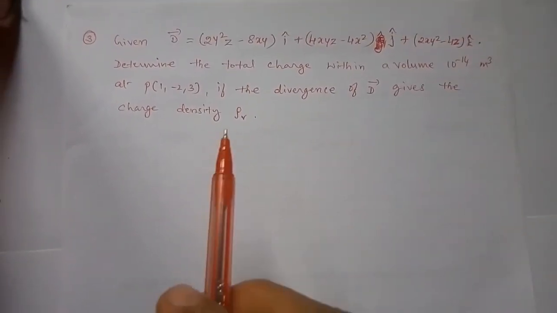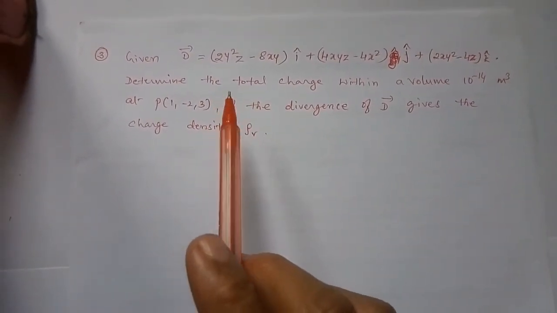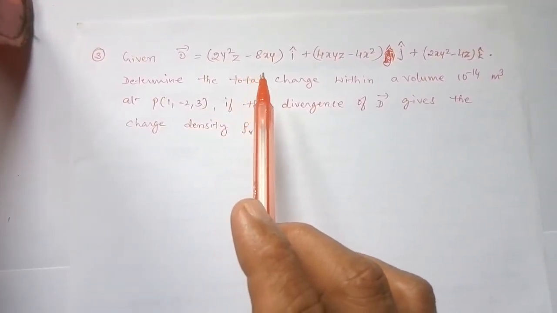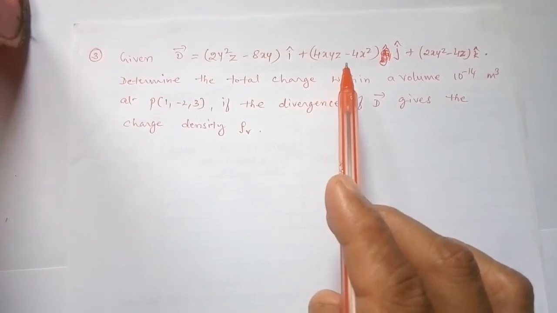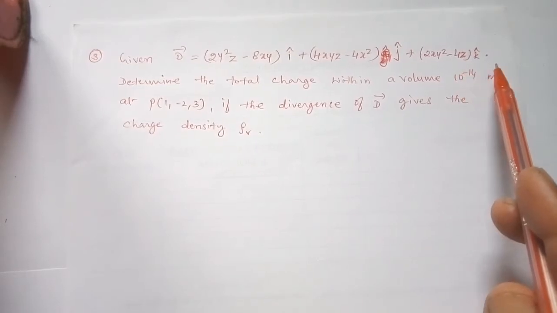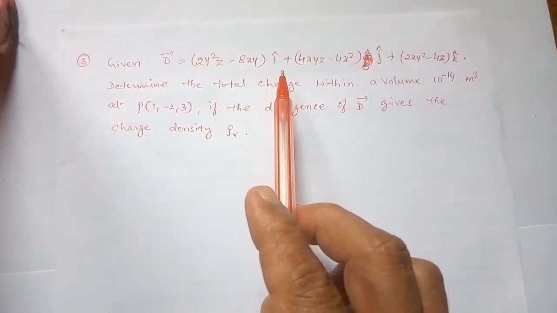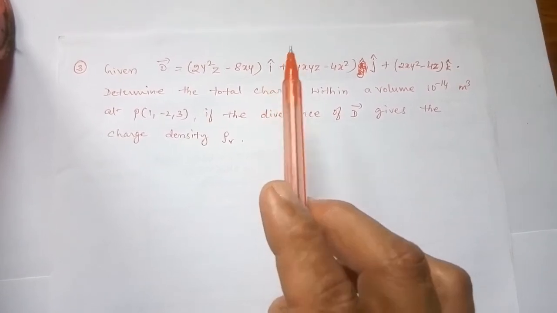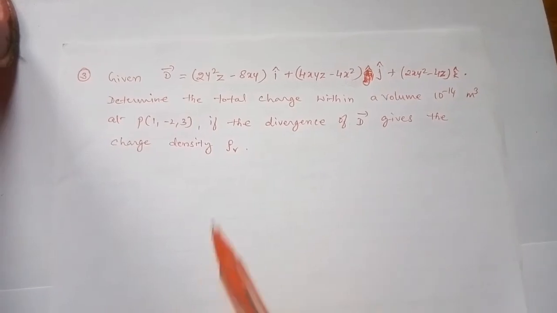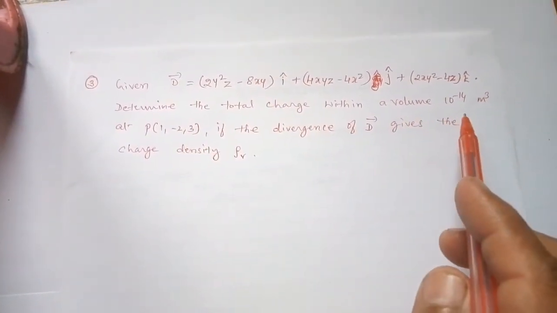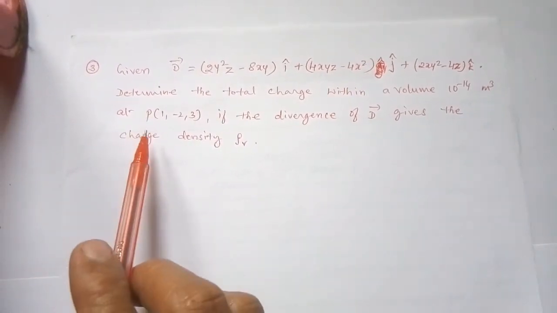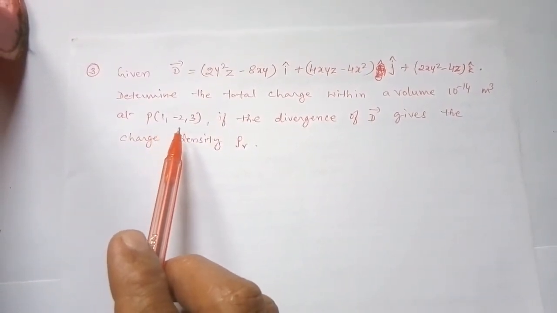The next problem says the given D is equal to (2y square z minus 8xy) i cap plus (4xyz minus 4x square) j cap plus (2xy square minus 4z) k cap. So for clarity I took the unit vectors represented as i cap, j cap, k cap. Determine the total charge within the volume of 10 to the power minus 14 meter cube at point P (1, minus 2, 3).